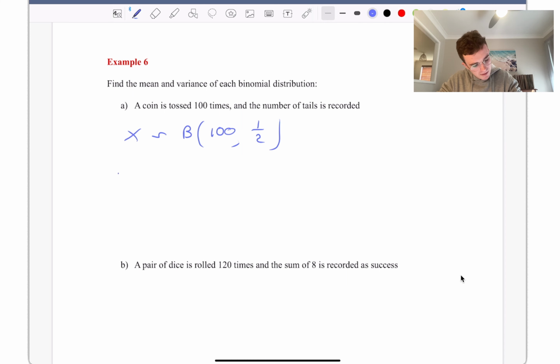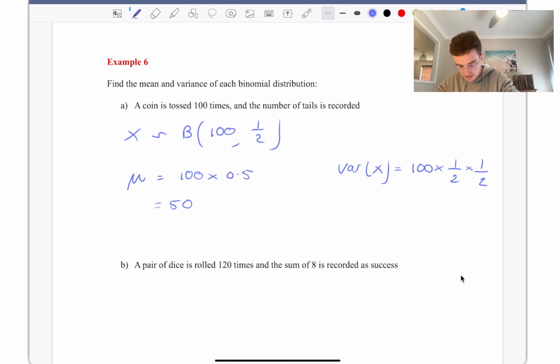So the mean is equal to np, so 100 times 0.5, so 50. So we would expect 50 heads. What that means is the mean of a binomial distribution is the average number of successes we would expect. So the mean is 50. We would expect 50 heads on average. And the variance, sigma squared, or you could say Var(X) if you wanted to, is npq, 100 times a half times a half, which is 25.